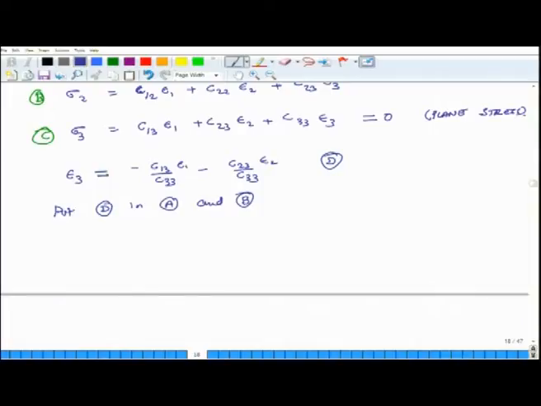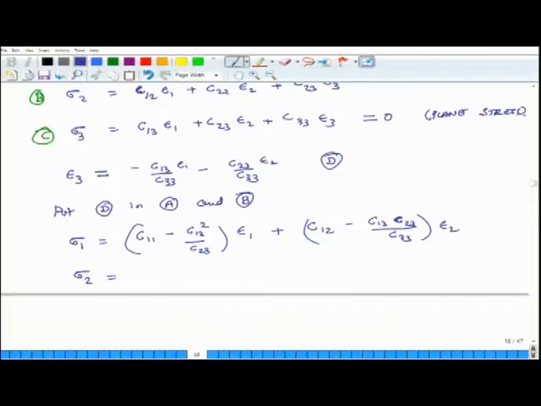Okay. So, if we put D in A and B, what we get is sigma 1 equals (C11 minus C13 square by C33) epsilon 1 plus (C12 minus C13 C23 by C33) epsilon 2, and sigma 2 equals (C12 minus C23 C13 by C33) epsilon 1 plus (C22 minus C23 square by C33) epsilon 2.